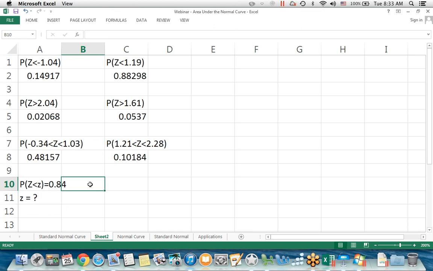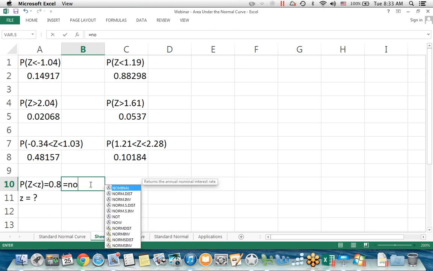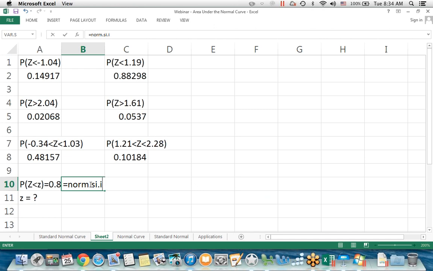Now, again, we go to our function and we're going to type in norm.s.inverse because it's a standard normal. Open parentheses, and we're going to put in the area to the left, which is 0.84. Close. Now, what does this mean? This means that if we go to the number 0.99446 on our x-axis, and then shade the area to the left of that number, the area to the left of that number is equal to 0.84.